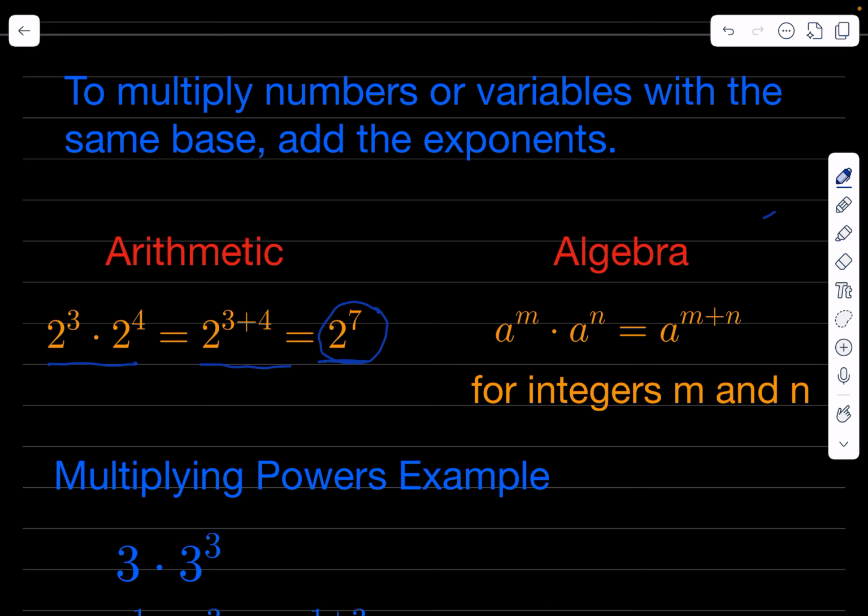Now, if we look at it in terms of algebra, now we're going to use variables. A to the m times a to the n is equal to a to the m plus n. And so that's our property for multiplying exponents. Let's look at an example.